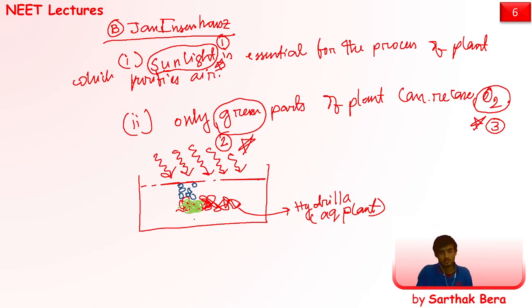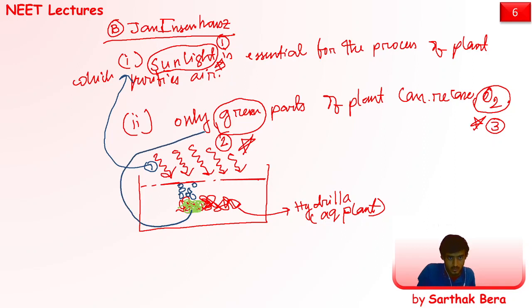So he had understood the first thing, that sunlight is essential, which is covered in our first statement, that sunlight is of course essential. And the second point is only green parts can release O2. This is the second statement which we have already given. And the third is the release of the O2. Okay, so basically this O2 is released from the green parts. So this is the third statement of Jan Ingenhousz.